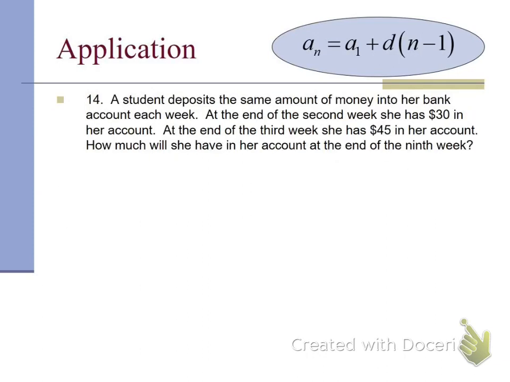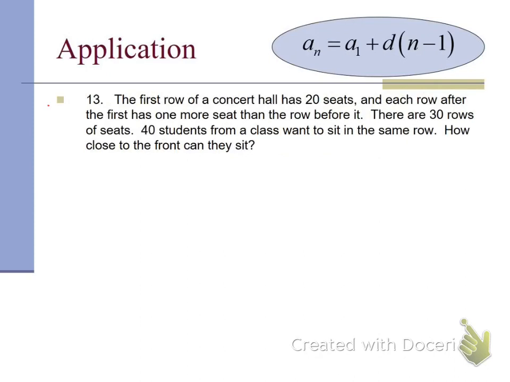Let's look at another one. A student, you know what? Can I go back to that problem? Let me ask you a question. How many seats are in the 30th row? The back row. How many seats are in the back row? 50. 20, 21, 22, and so forth, right?